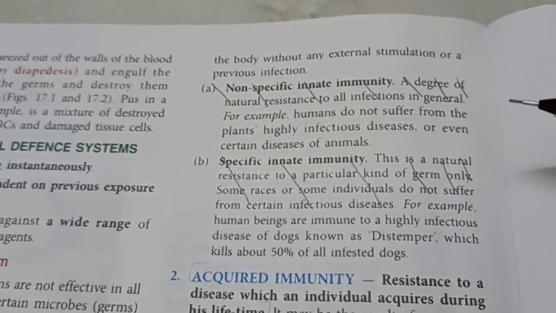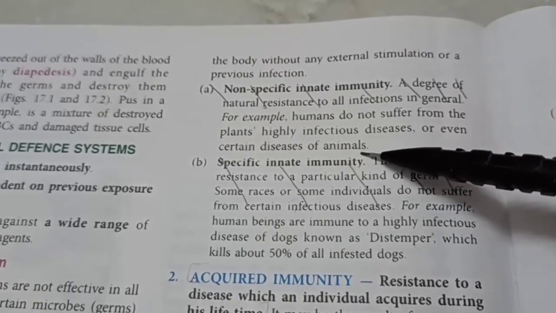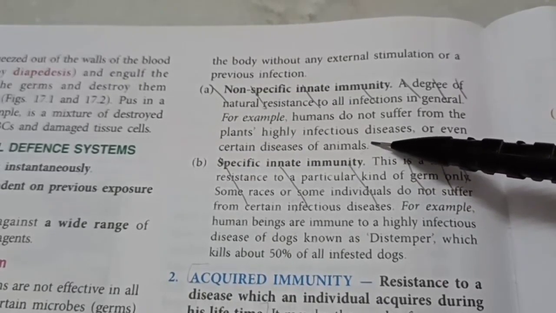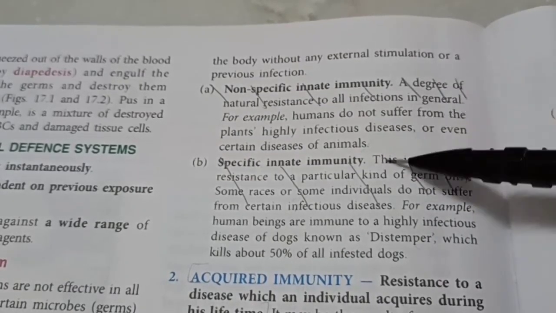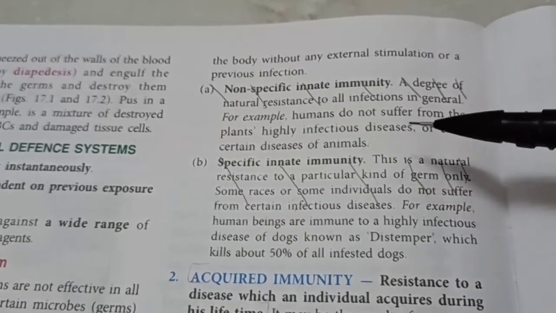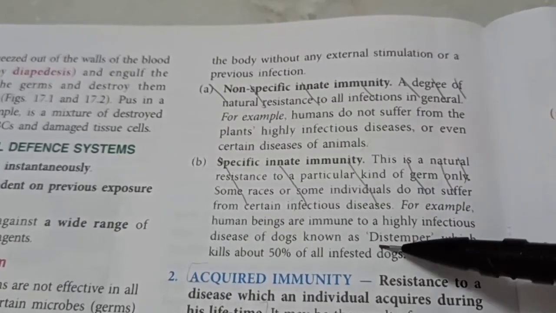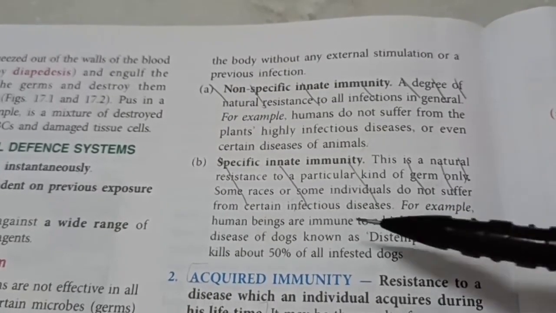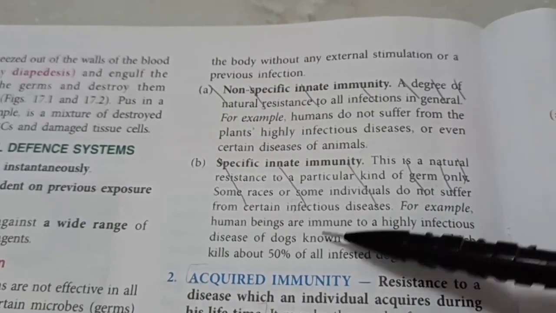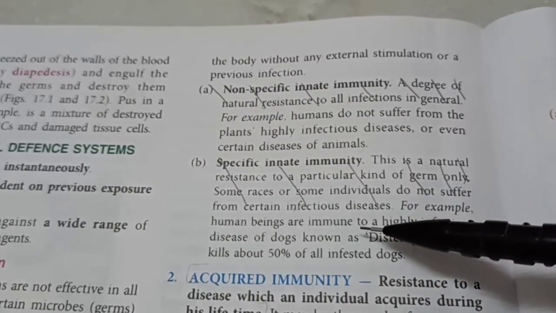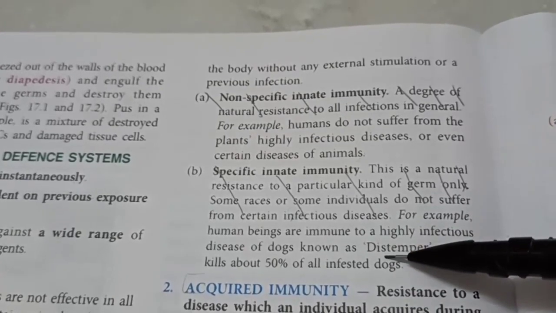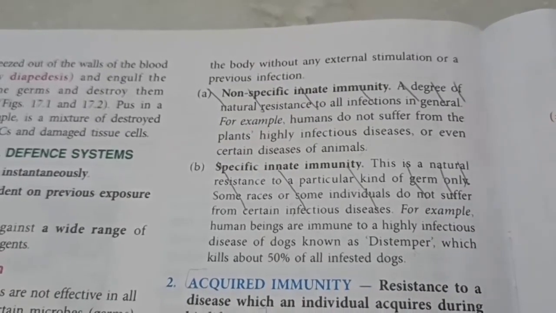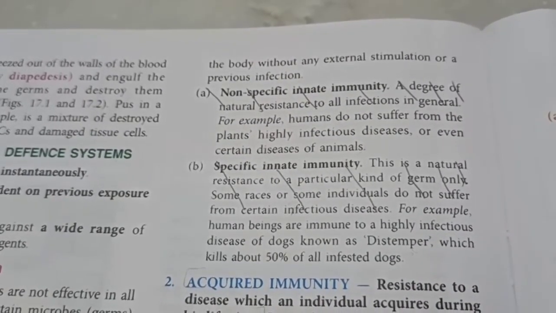An example of innate immunity is that all of us are already immune to certain diseases which affect animals or plants, but we human beings never get affected. Example, distemper. Distemper is a disease which affects only dogs. It never affects human beings. Fortunately, we are born with an immunity against it. That's not a specific immunity because we didn't acquire it in our life, we were born with it.